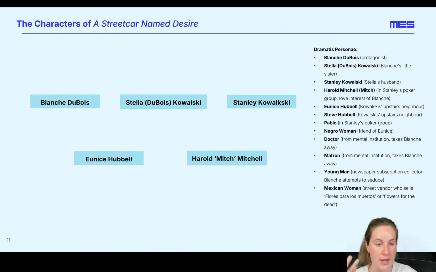Then we also have, as has been mentioned in the summary, Mitch, or Harold Mitchell, who is one of Stanley's friends. They served in the war together. It's the Second World War, and they've been friends for a long time. He plays poker with Stanley. He has a sick mother, and he falls for the gentle wiles of Blanche, though we'll see, not permanently.